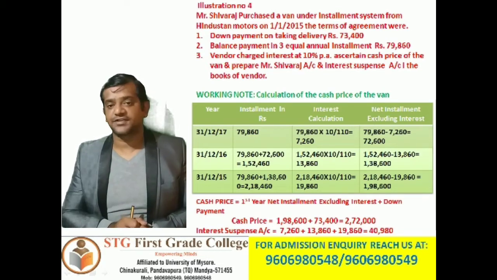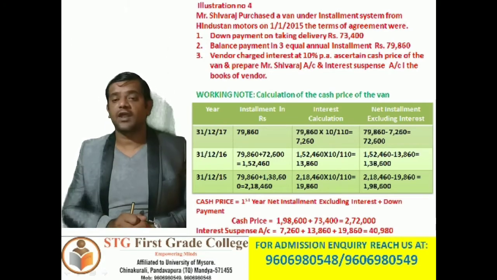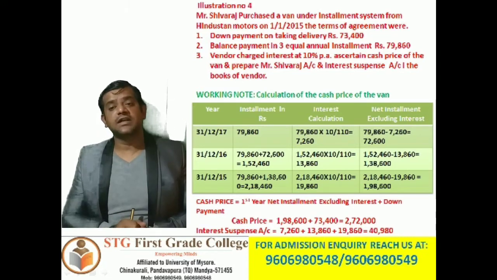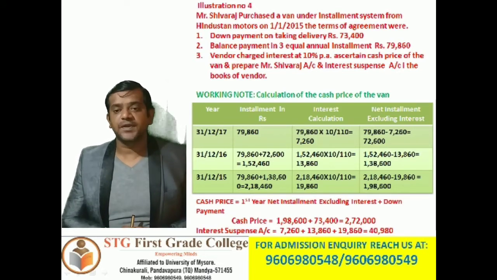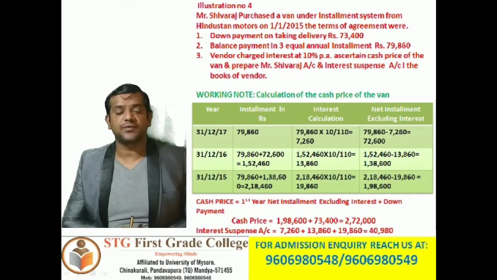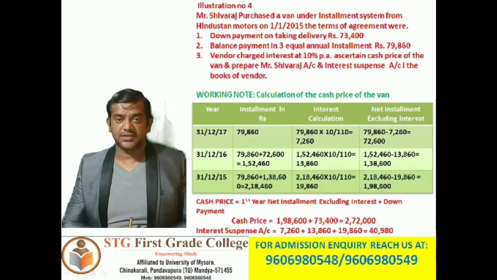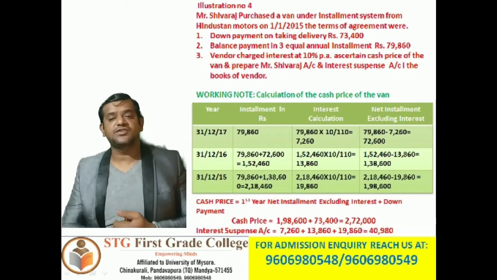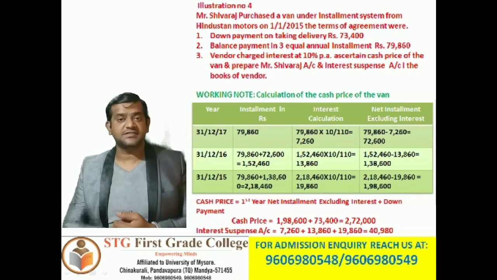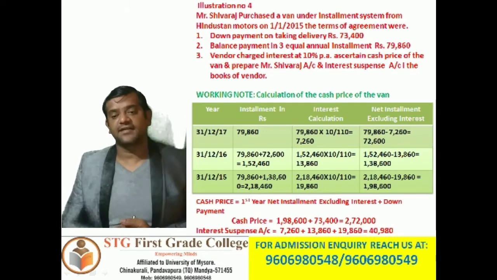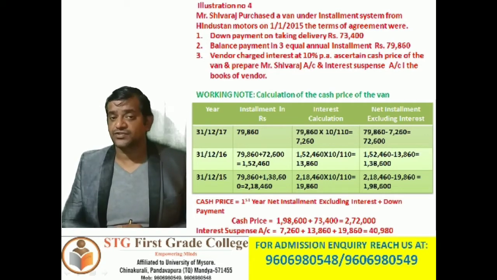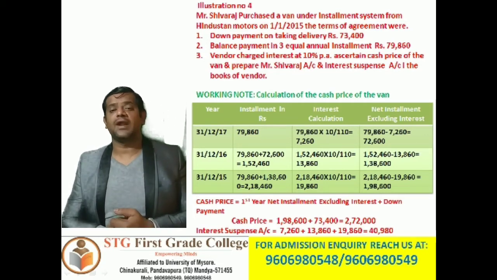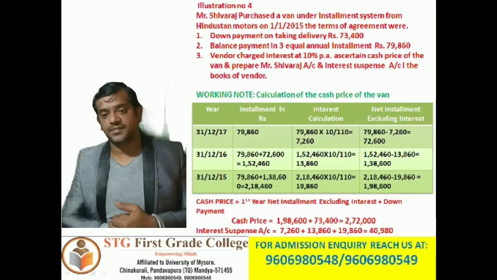Mr. Shivraj purchased a van under installment system from Hindustan Motors on 1/1/2015. The terms of agreement were: first, down payment on taking delivery, rupees 73,400. Balance payment in 3 equal annual installments of rupees 79,860 each. You should remember this point. Point number 3, vendor charged interest at 10% per annum.